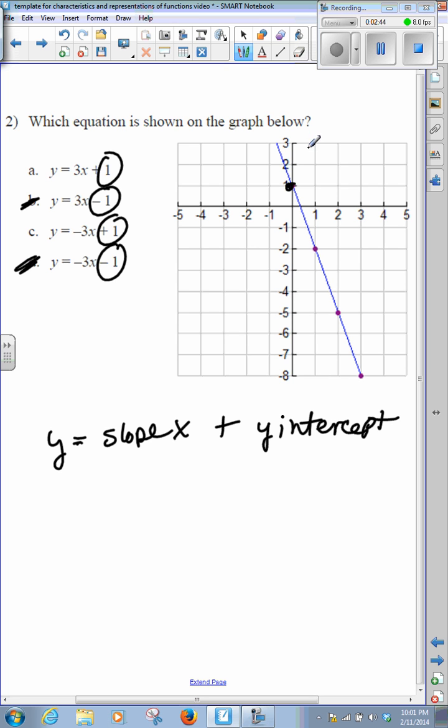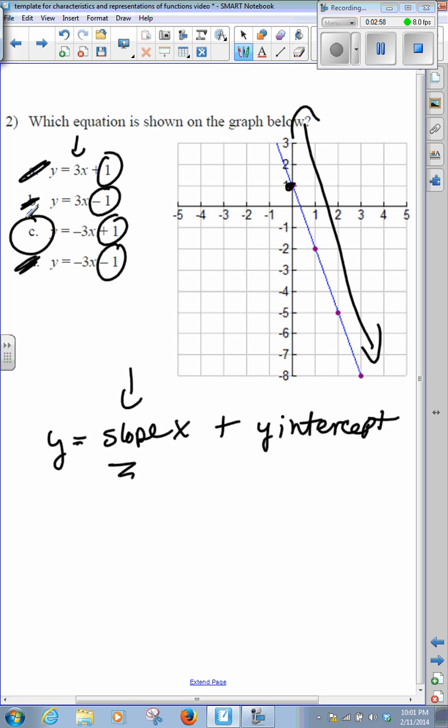You'll also notice that the graph is slanting downwards from left to right, which means it's going to have a negative slope. The number in front of the x is the one that tells you your slope. A has a positive slope, so it can't be that one either. So it has to be C. Y equals negative 3x plus 1.